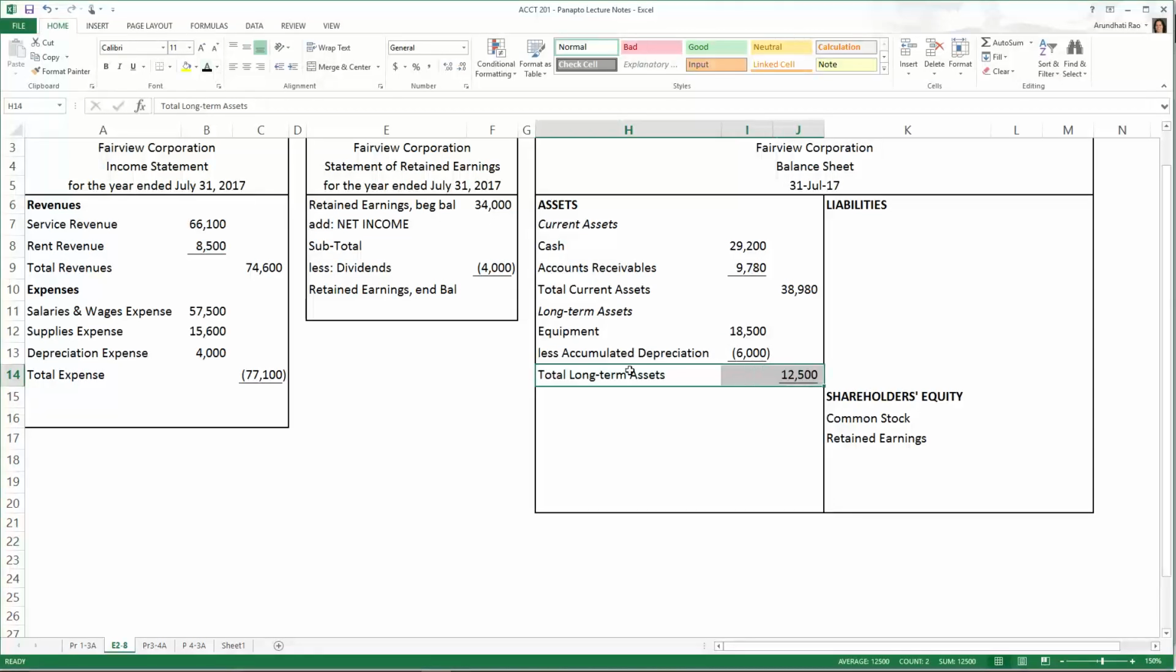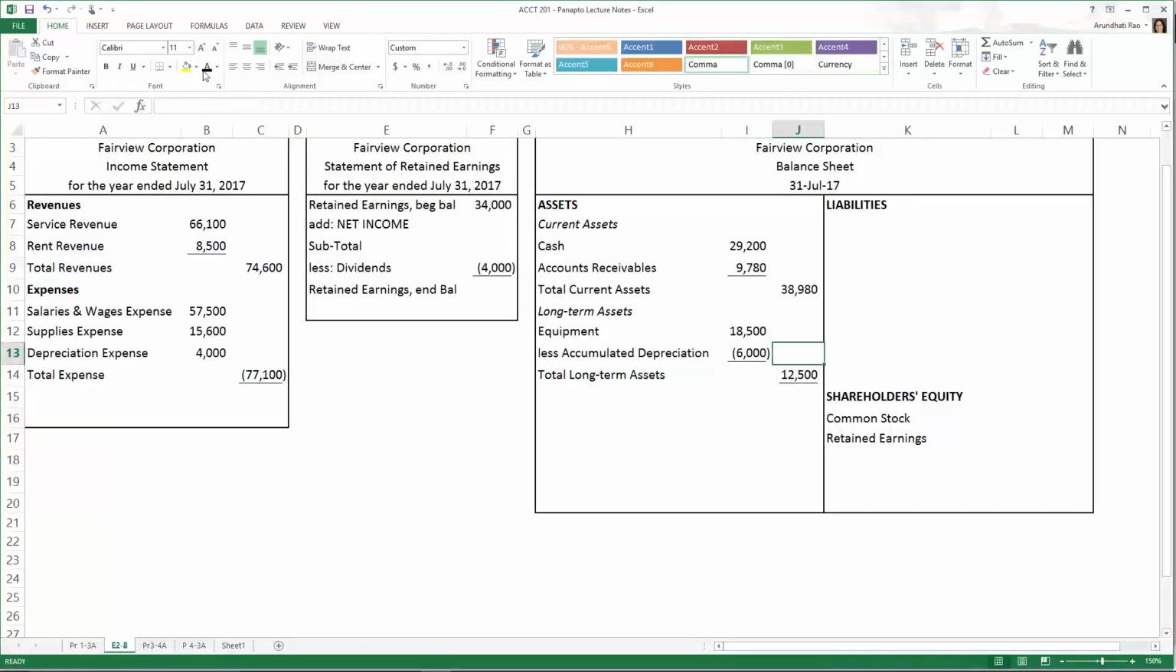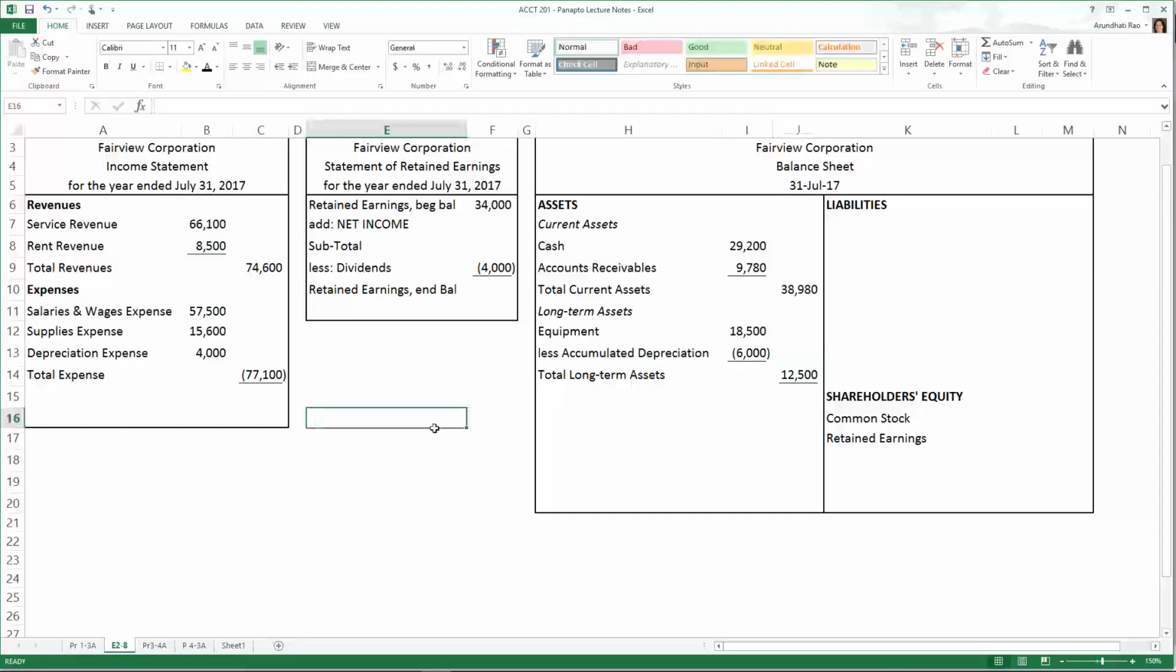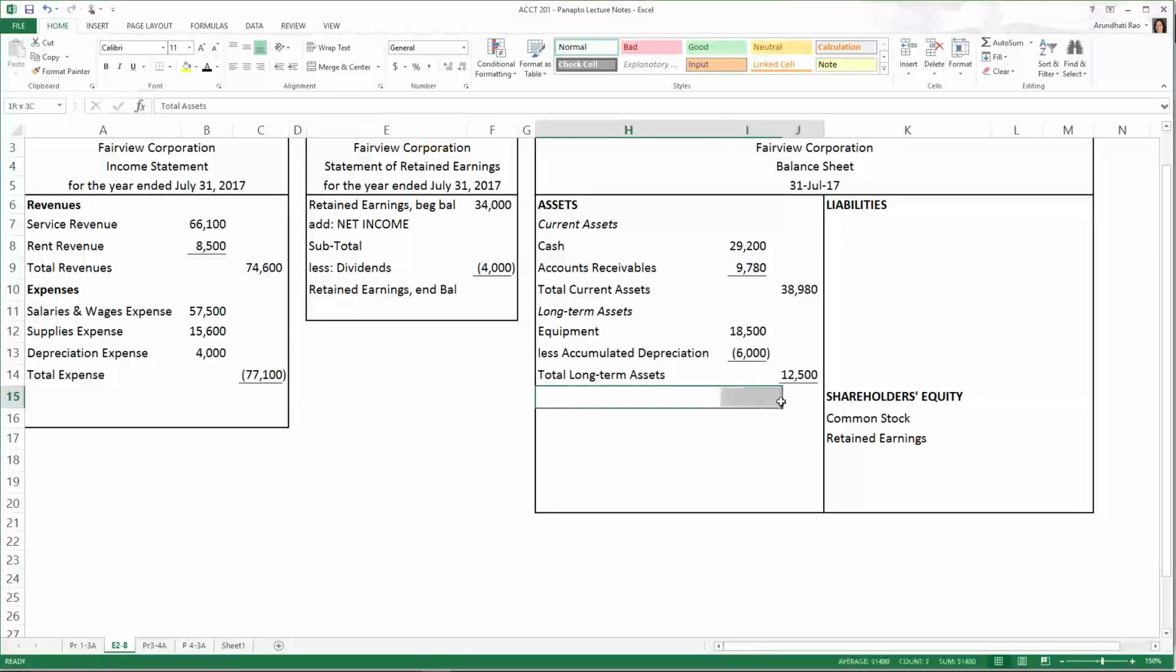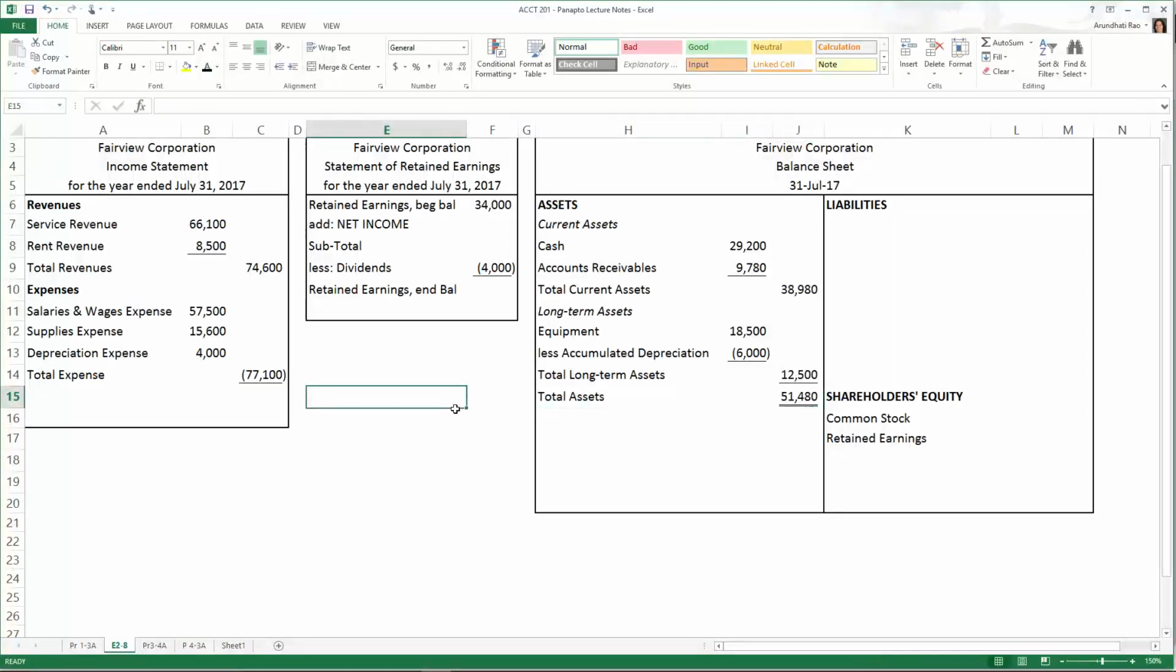And when I come up with the subtotal, I call it net equipment. In this case, that's the only long-term asset I have. When I put those items together, my total assets work out to 51,480. Under liabilities, I'm going to do the same thing as I've done over here.